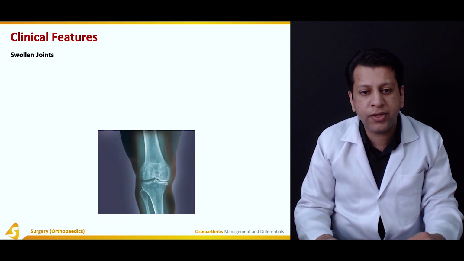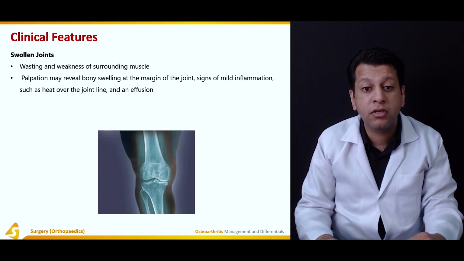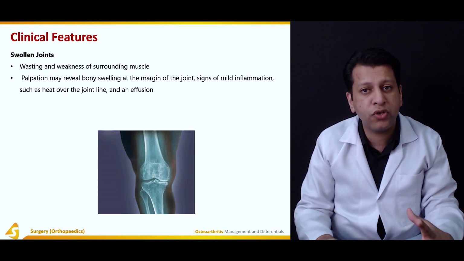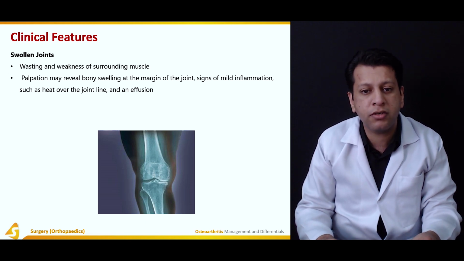Swollen joints are very common. There is wasting and weakness of the surrounding muscles. Palpation may reveal bony swelling at the margin of the joint. Signs of mild inflammation, such as heat over the joint line and effusion, may be present. Effusion may be due to increased production of synovial fluid by the synovitis.